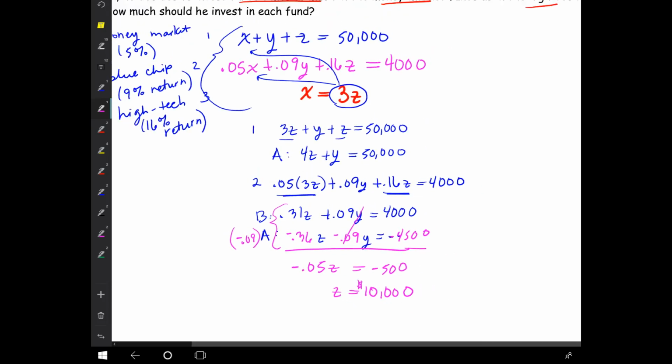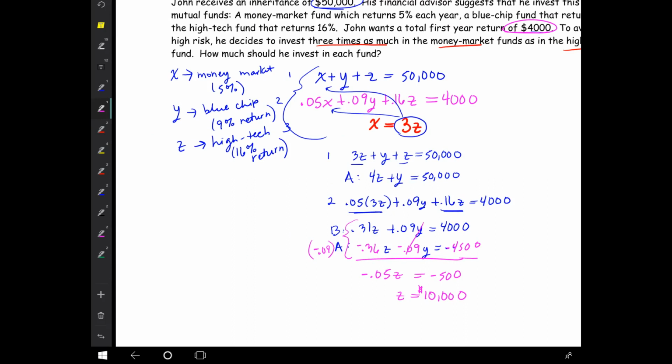How much am I going to be putting in the money market fund? Yep. So X, which is the money market, is 3 times 10,000, which would be $30,000 in the 5% return. And then how much would I be putting in the 9% return? Yeah, 10,000, because 10,000 plus 30,000 plus 10,000 has to equal that $50,000 investment. So there would be my 3 answers.